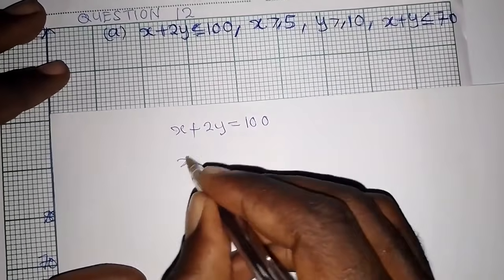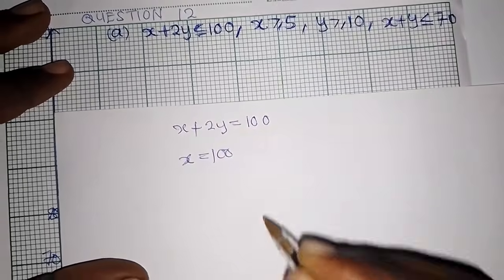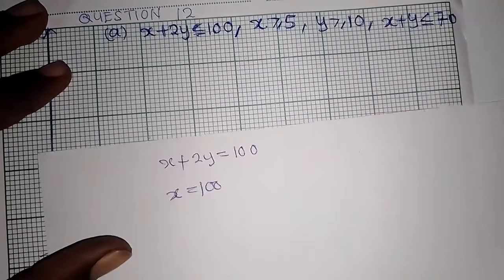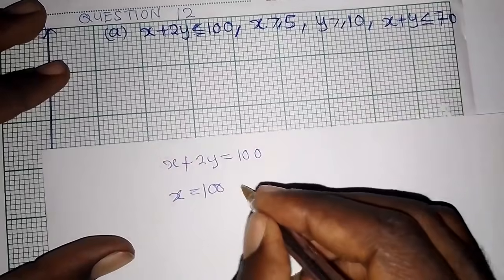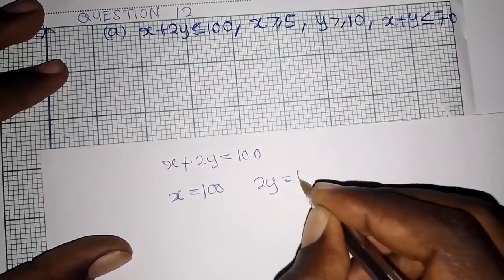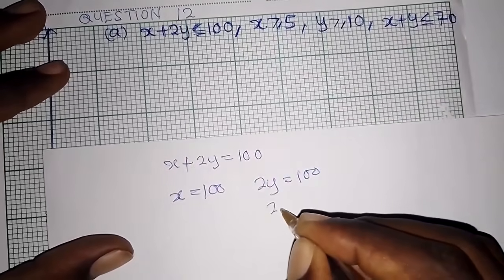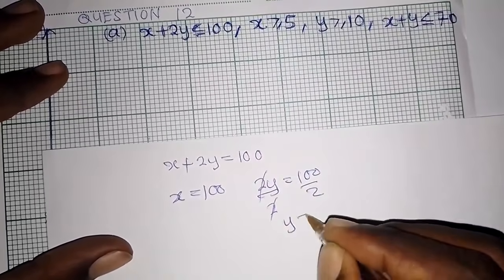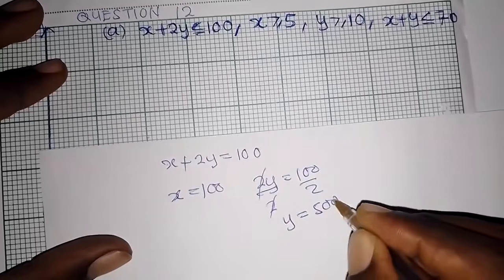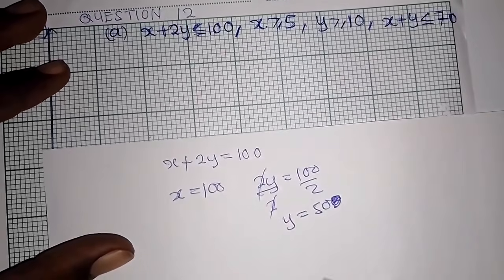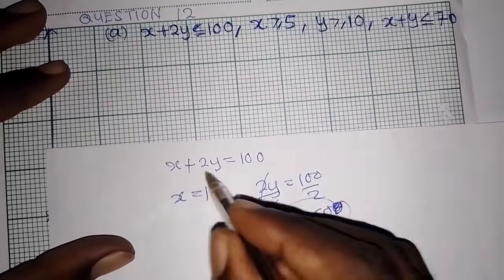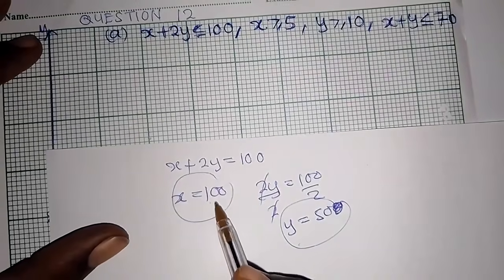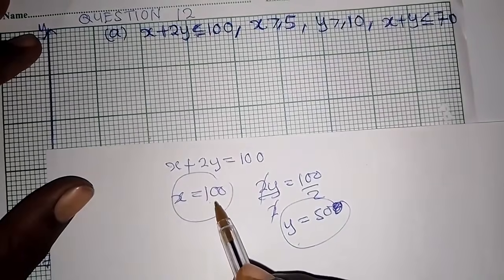So here you say x is equal to what? X is equal to 100. Then you say 2y is equal to 100. So you divide by 2, divide by 2. This cancelled. Y will be equal to 50. So y is 50, x is 100. Are you able to see the 100 on the graph? No, you don't have the 100.